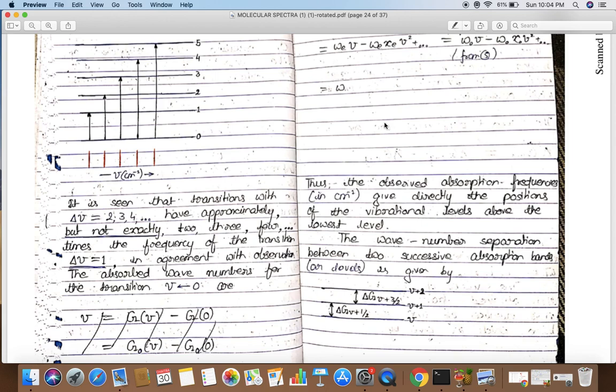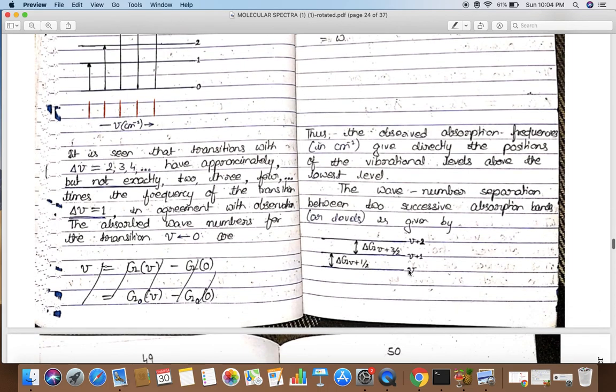The wave number separation between two successive observed bands is given by, suppose these are ν, ν + 1 and ν + 2. Then the difference between these, ΔG(ν + 1/2) and ΔG(ν + 3/2), is the energy difference between these levels. It means that this ΔG for the transition between ν to ν + 1 would not be the same as the transition between ν + 1 to ν + 2.